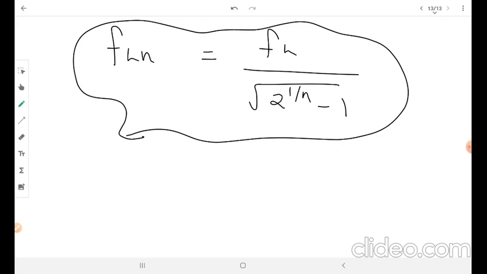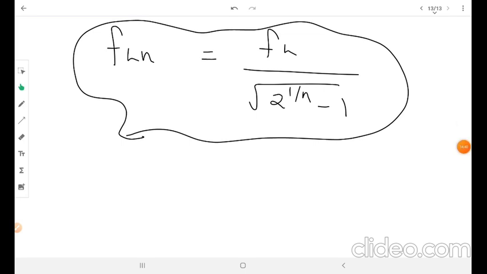Overall lower cutoff frequencies increased by a factor 2 raised to 1 by n minus 1. That's the main thing. In a cascaded amplifier, the overall lower cutoff frequency is increased by a factor root of 2 raised to 1 by n minus 1. Then we can see what will happen at the upper cutoff frequency.